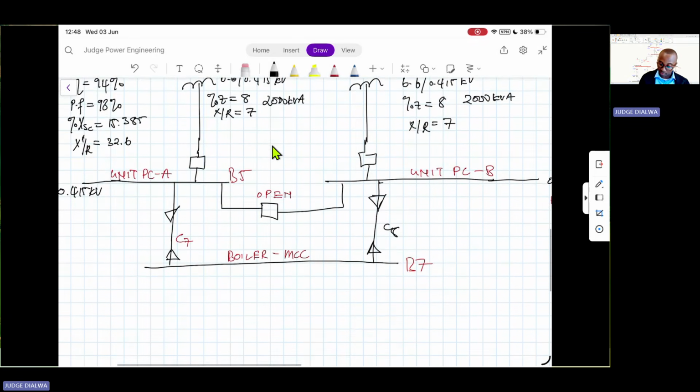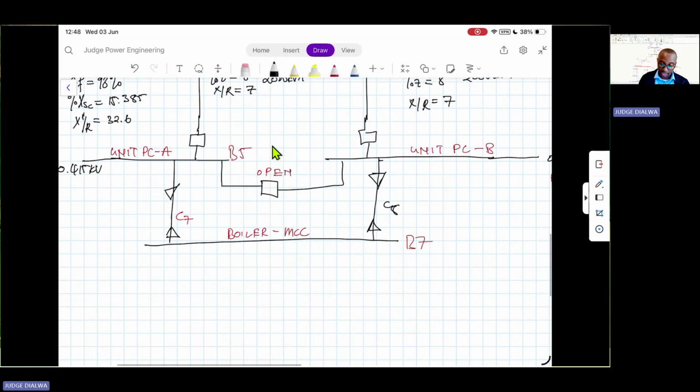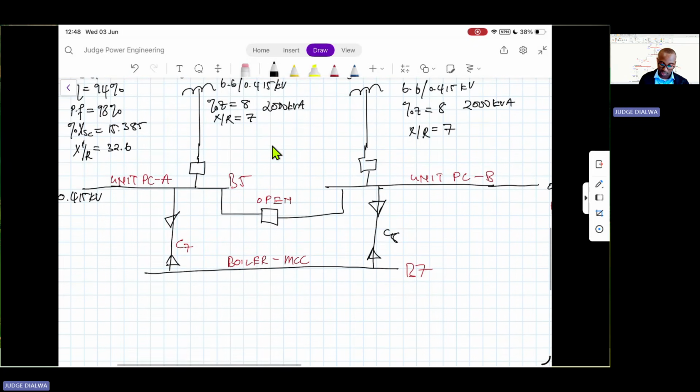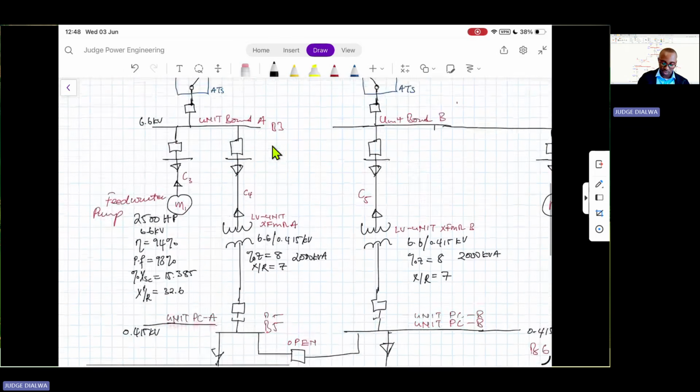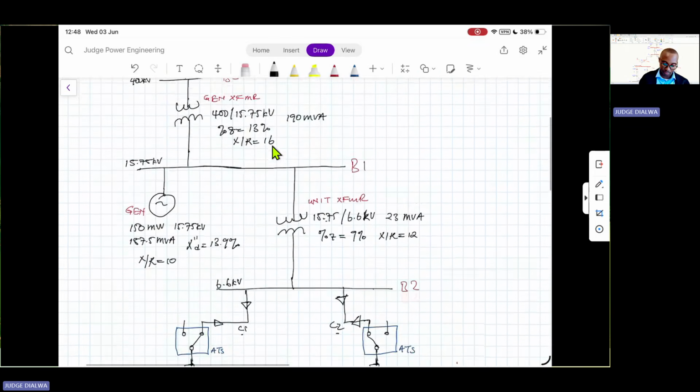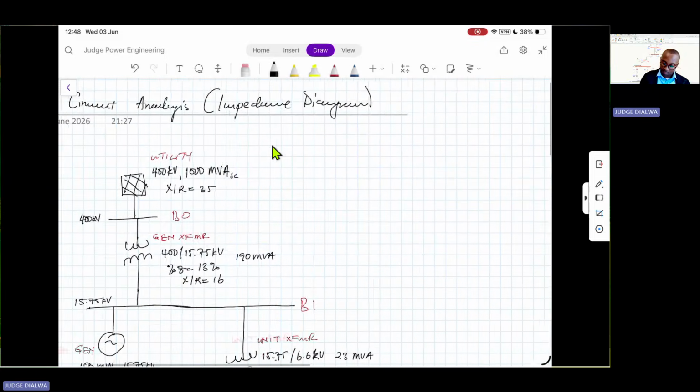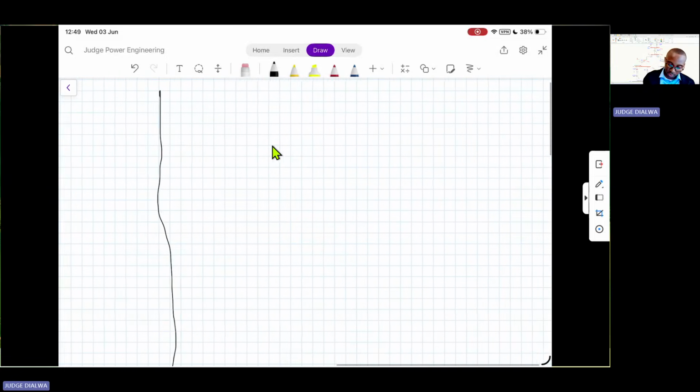And then downstream of the power center boards, we have our MCC boards, our motor control center boards. In this example, we have our boiler MCC. So this is just a typical layout of the generating unit. Now, just a quick recap on some of the fundamentals that will apply as we simplify this network into an impedance diagram.